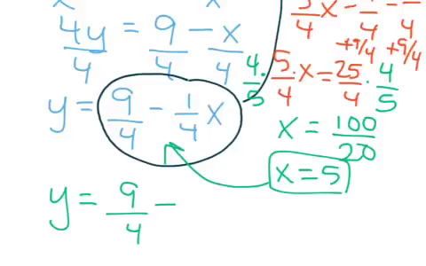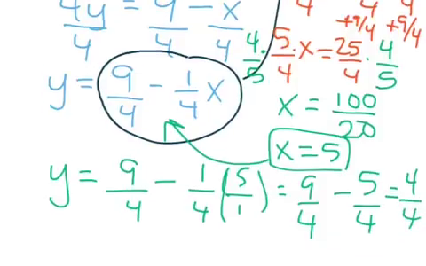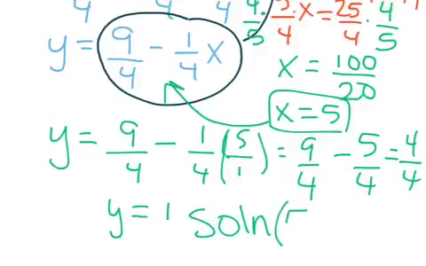9/4 minus 1 over 4 times, and I'm going to make that a 5 over 1. So that's 9 over 4 minus 5 over 4, which is 4 over 4, or 1. So a little uglier way of doing it, but we got there. So my solution was x of 5, comma, y, which is 1.